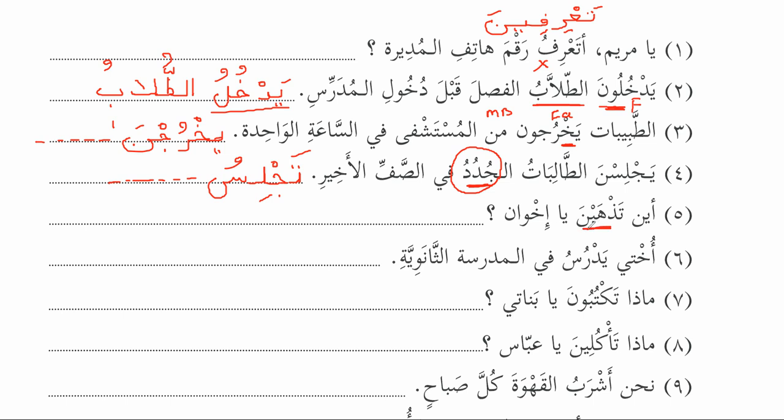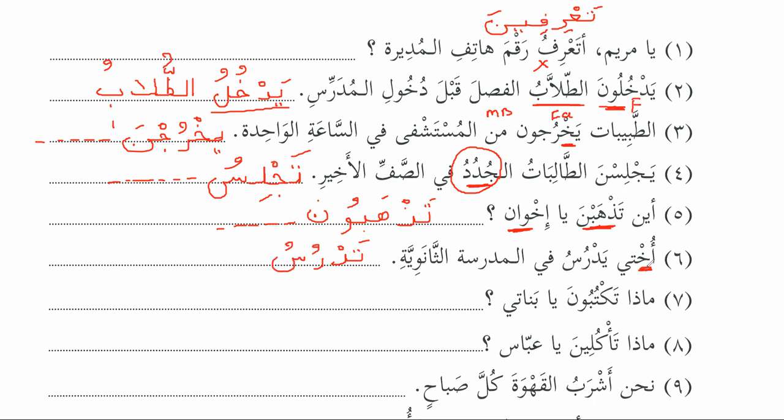Aina tadhabna ya ikhwan. So the structure is wrong. It's for the feminine, but we need to use it for ikhwan. So it should be Aina tadhabuna, تذهبون يا إخوان. أختي يدرس في المدرسة الثانوية. My sister يدرس, or what should it be? تدرس. Remember? تدرس. This is your clue.